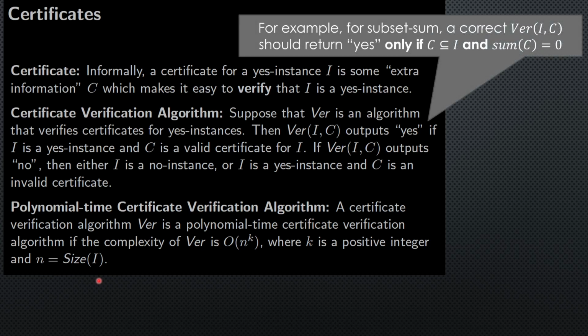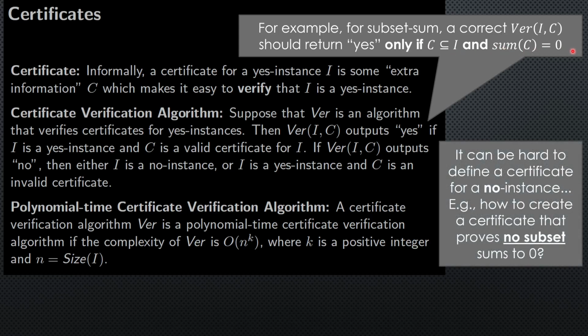Okay, so let's cast this into the terms that we saw with subset sum. What's ver(I, C)? Well, a correct ver(I, C) should return yes only if C is a subset of the input and the sum is 0, okay? And otherwise it should output no, okay? And it can actually be kind of hard, I should note. This is something fundamental about certificates that's important to understand.